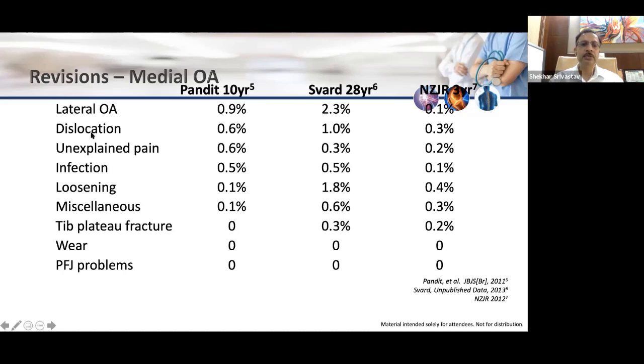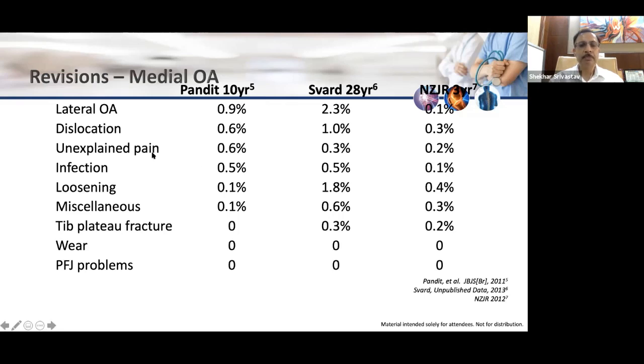Dislocations can happen if the balancing is not okay, or if there are any osteophytes or cement particles which have not been removed. They impinge upon the spacer, and that can cause dislocation.